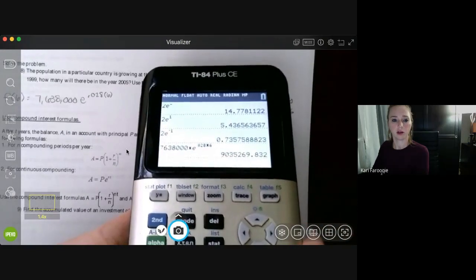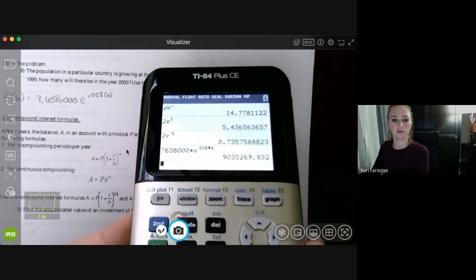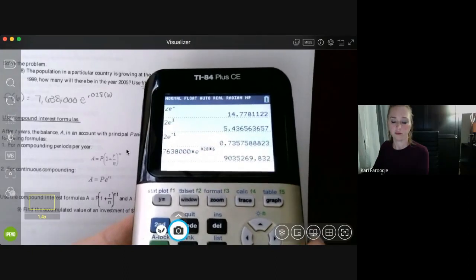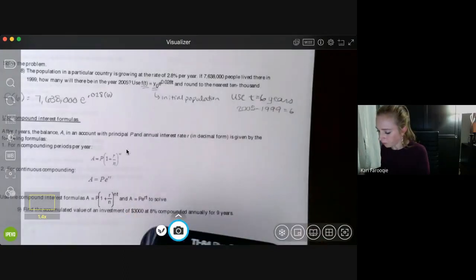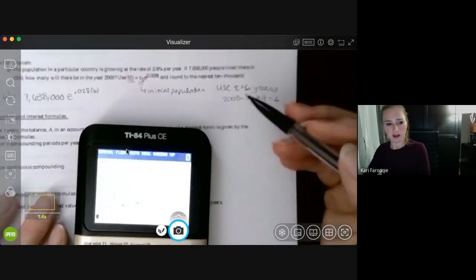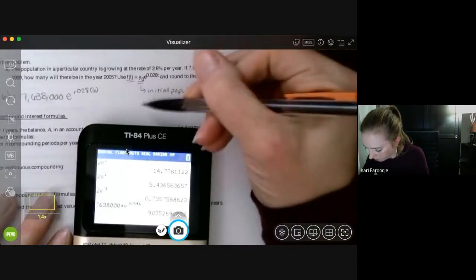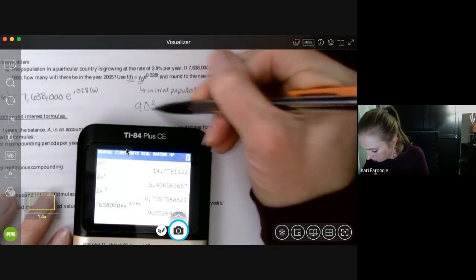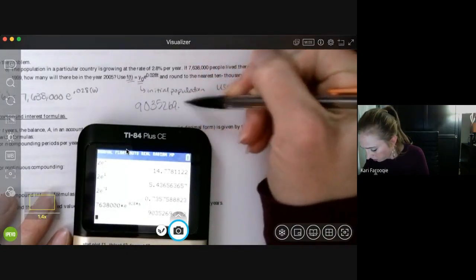And you are going to get approximately 9,035,270. Round to the nearest 10,000. Okay. So let's go ahead and put our answer down, and then we'll round it off. So you had 9,035,269.832.